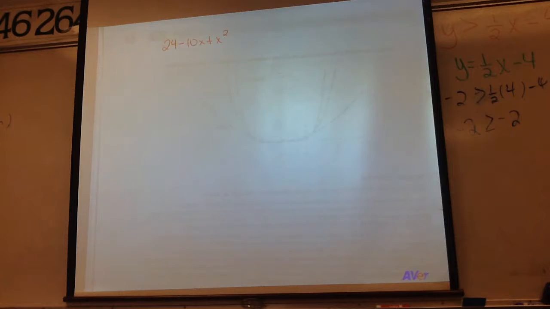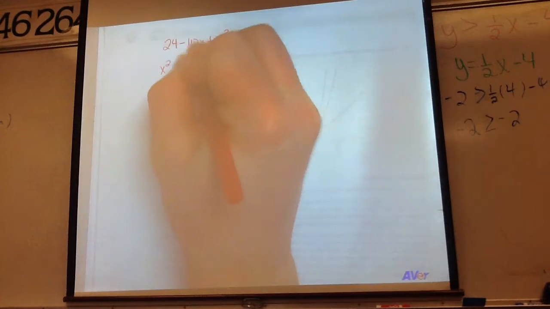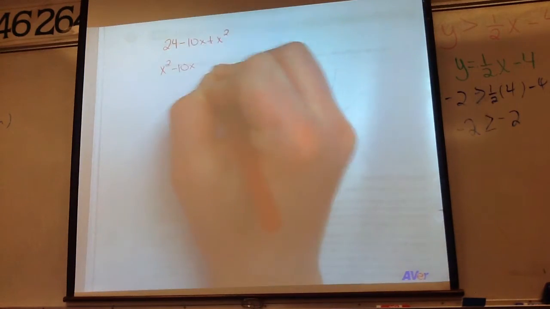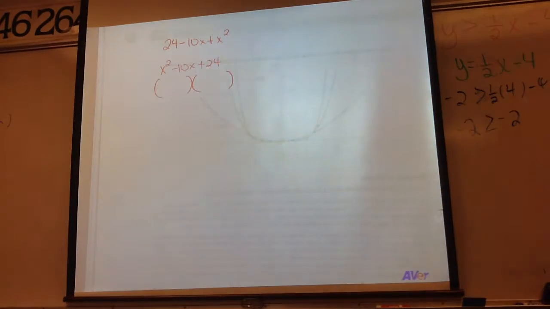You know what the easiest thing to do is? Just rearrange them. You got positive x squared, so just go x squared, put the x one in the middle, and then plus 24 at the end. Now it looks a lot easier, doesn't it? You can rearrange things, as long as you put the right sign with them. Don't change the signs.